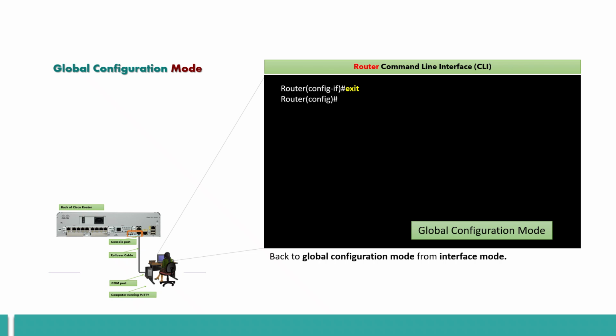In order to go back from interface mode of the router to global configuration mode, type exit, press enter.